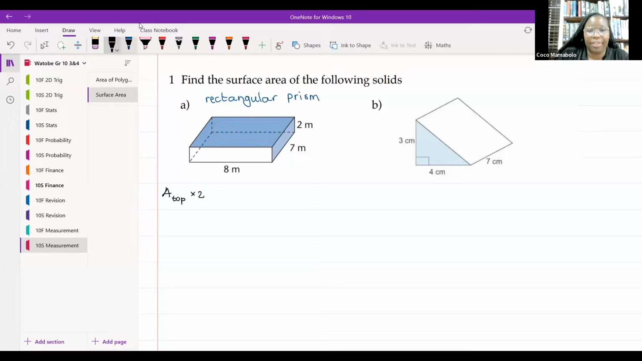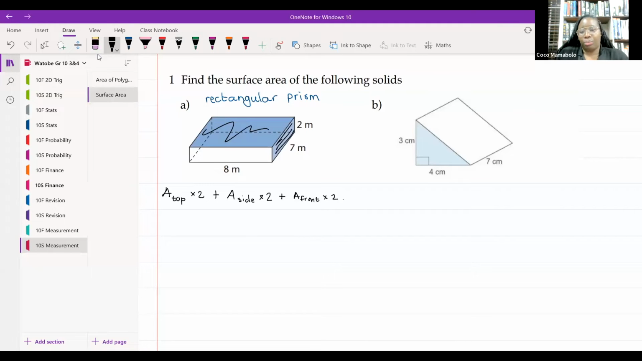Right, excellent stuff. Now, I'm done with the top and the bottom. Now, if I calculate the right-hand side, I know that the left-hand side also looks like the right-hand side. So I'm then going to go plus the area of the right-hand side, let's just call it the side. We don't actually have to call it the right-hand side. The area of the side times 2. Plus, then I'm going to do the area of the front. Because we know that the front looks exactly like the back, I'm going to take the area of the front and multiply it by 2.